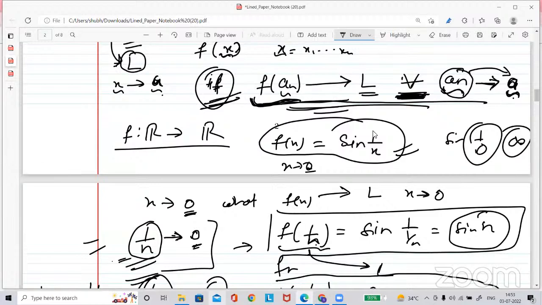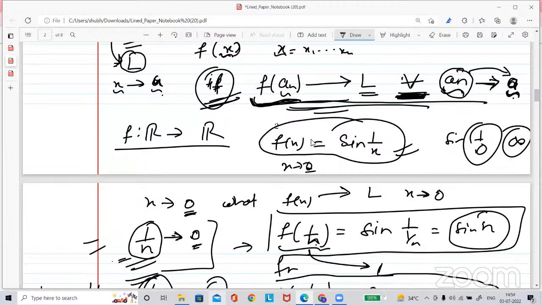Sir, but sine of infinity, the value of sine is between -1 and 1. Yes. But you don't know where exactly it is between. Will it affect this, sir? Whether the value is becoming infinity, will it affect this function?